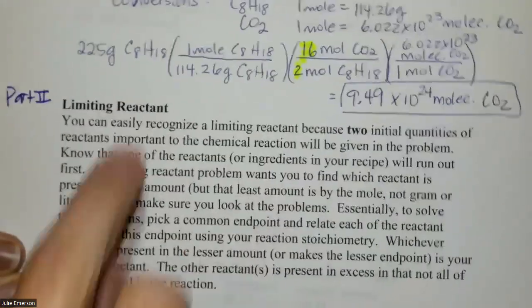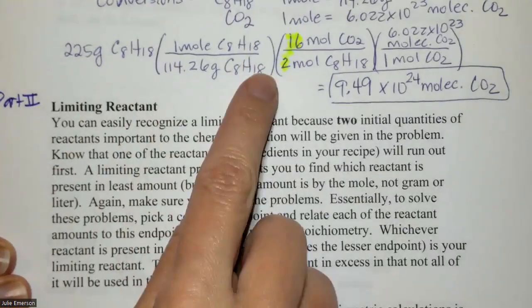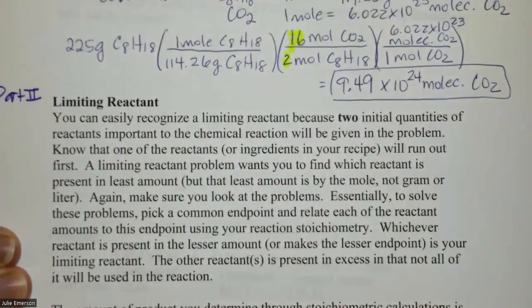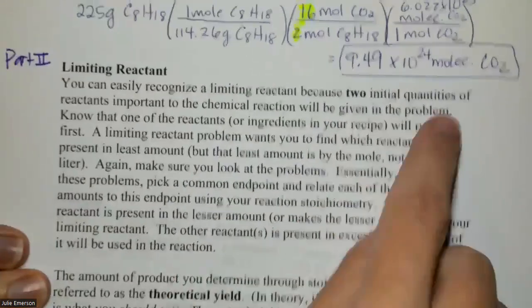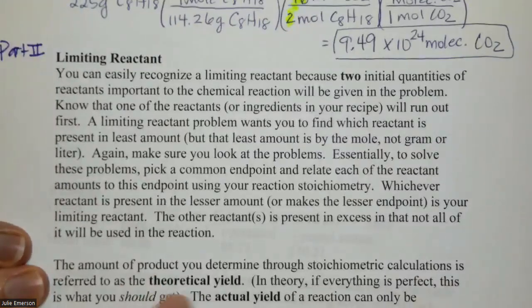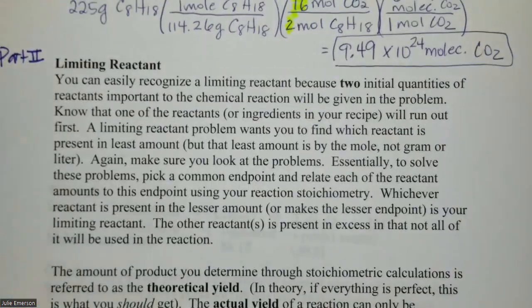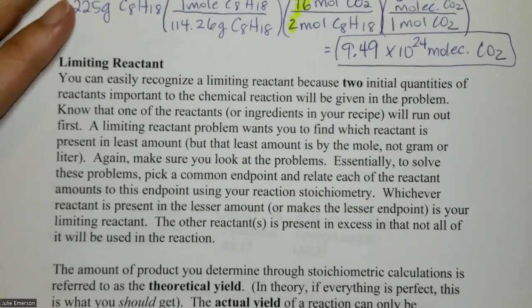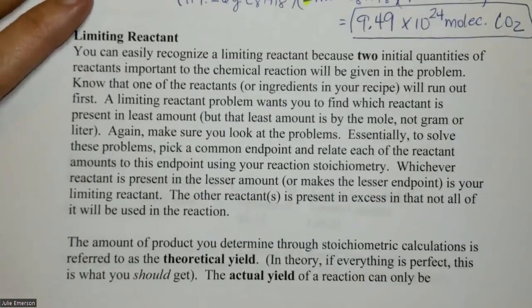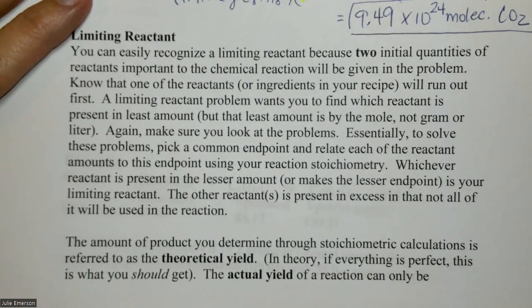Now, when we do these calculations using perfect molar masses and perfect mole ratios and perfect constants like Avogadro's number, those numbers that we get based on the stoichiometry, these are called theoretical yields, right? In theory, if everything's perfect, that's what we should get. But we know that when we go into lab, what we actually get is not always what we think we should get. And that's called the actual yield.